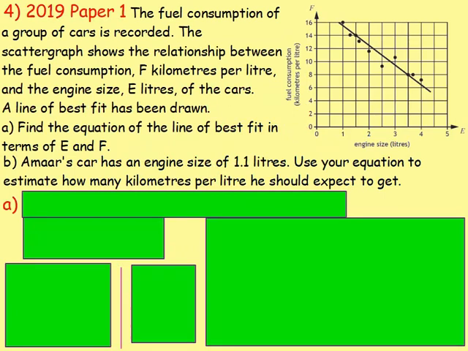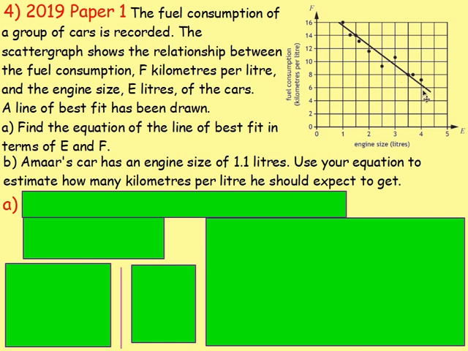Let's try one more past paper question. This one here is from 2019, Paper 1, so it's non-calculator. The fuel consumption of a group of cars is recorded. The scatter graph shows the relationship between the fuel consumption, F kilometers per litre, and the engine size, E litres, of the cars. A line of best fit has been drawn.